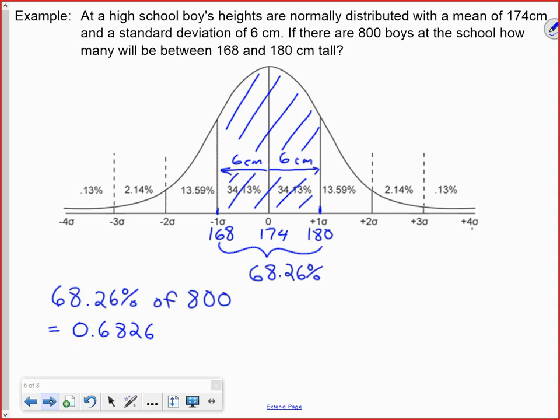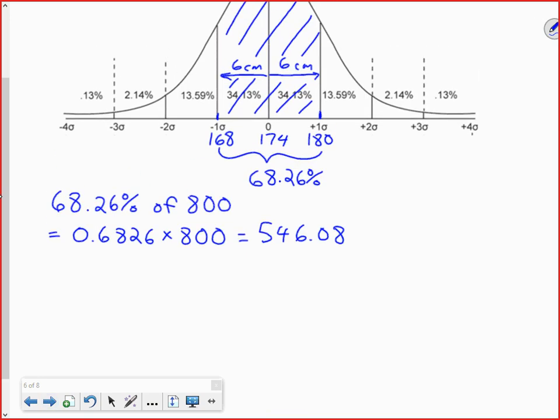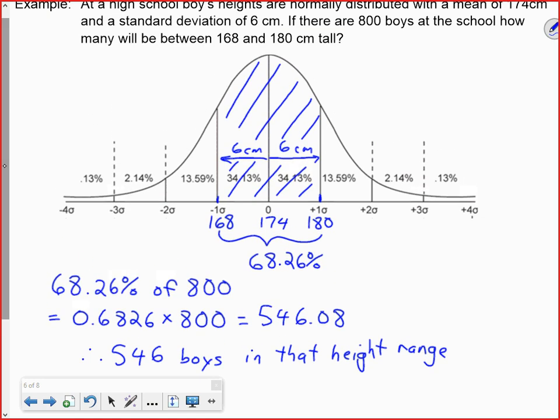So 0.6826, just change that percent into a decimal, multiply by 800, and we get 546.08. So if these heights are in fact normally distributed, we expect, let's round it off here, 546 boys in that height range. So we're just using the fact that between plus 1 standard deviation and minus 1 standard deviation from the mean, we expect 68% of the data points to be in that region.